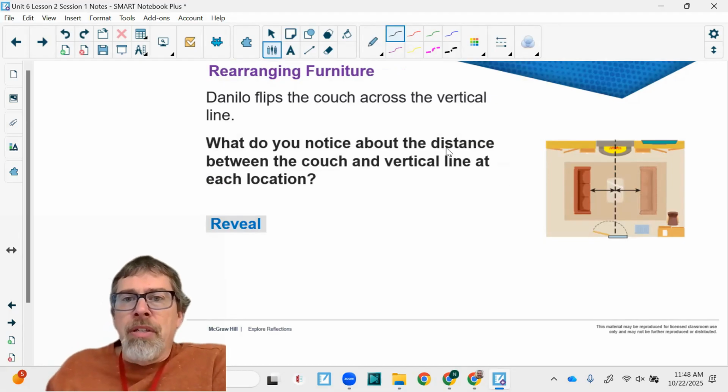What do you notice about the distance between the couch and the vertical line at each location? Okay. Well, they're the same. So if this is X in the other direction, which would make it negative, but the absolute values would be equal.